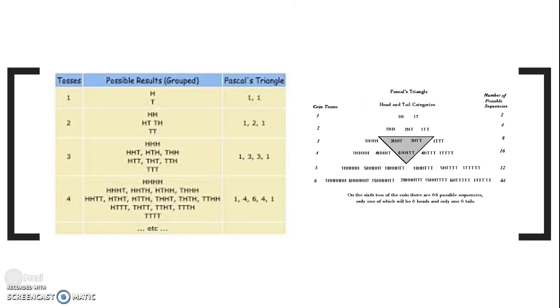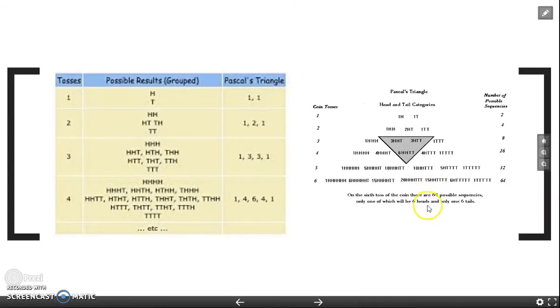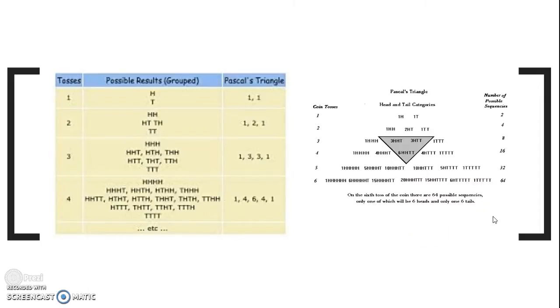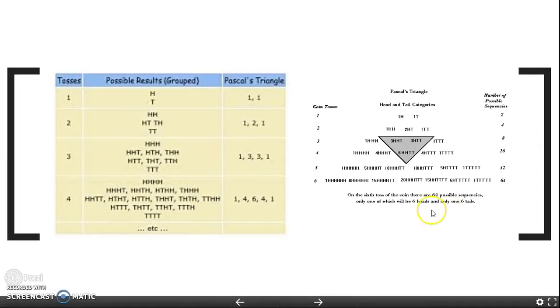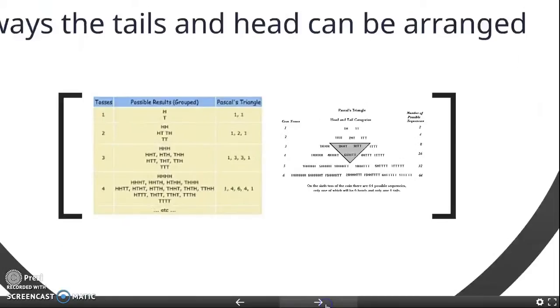And I really like the one to the right side, and it explains it really well in this statement right here. On the 6th toss of the coin, there are 64 possible sequences, only one of which will be 6 heads and only one 6 tails, which is right here. I think that really explained it very nicely, because right here it shows the number of possible sequences.